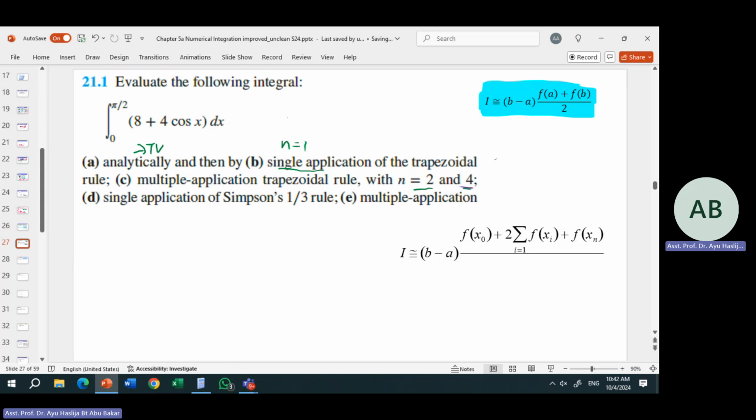Okay, for C, let's try n equals 4. D and E, ignore first. Now, try to find the true value using calculator. Remember, when it involves sine, cos, or tan, change the mode to radian.